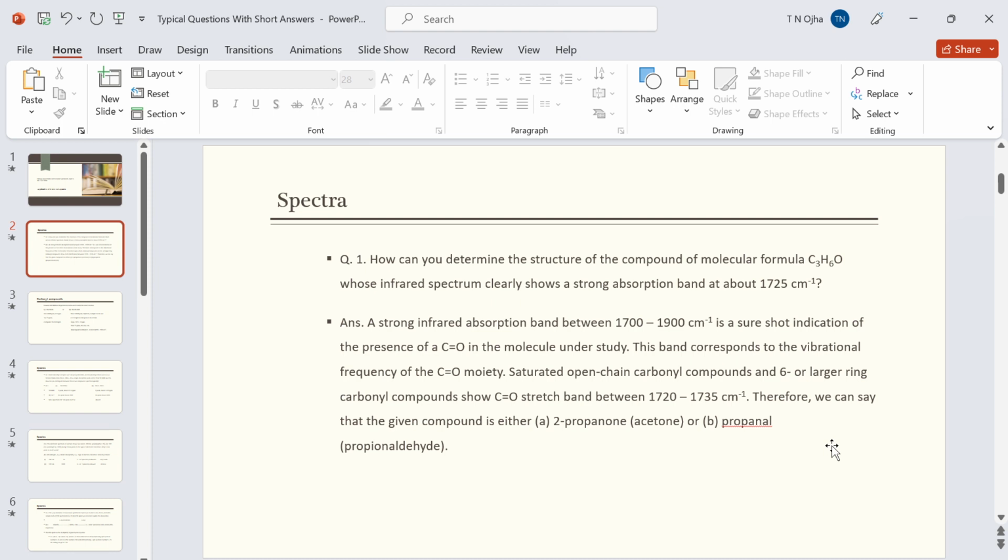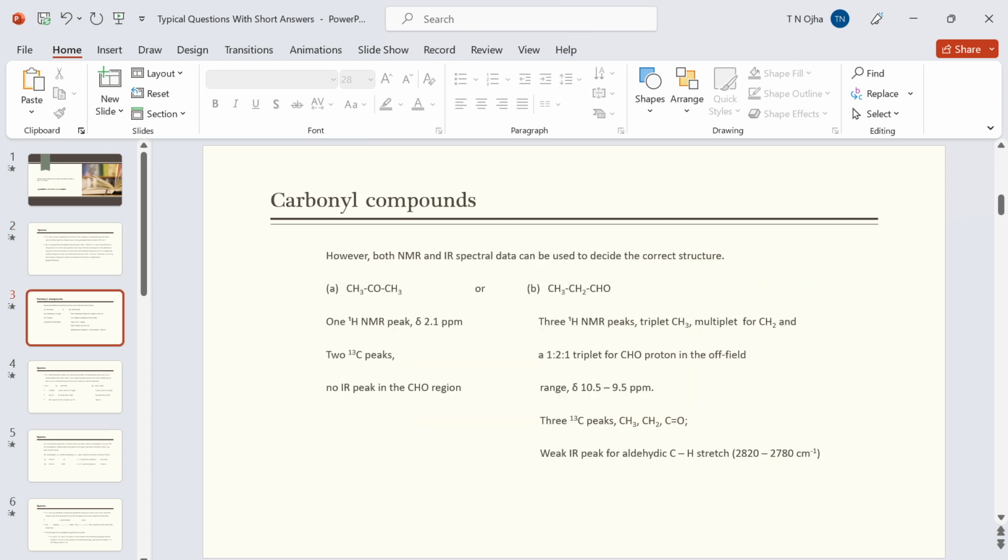Therefore, we can say with surety that the given compound is either a ketone or an aldehyde. Possible structures are acetone or propionaldehyde. So let us proceed further. We have to decide between these two structures. Both NMR and IR spectral data can be used to decide the correct structure.